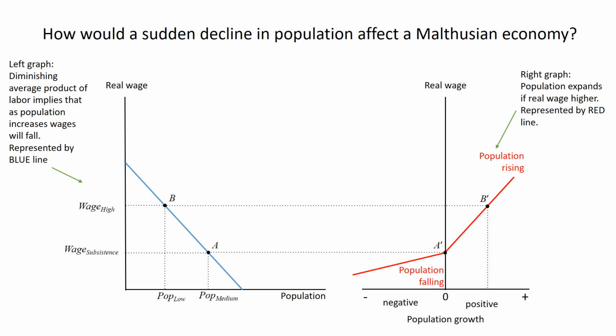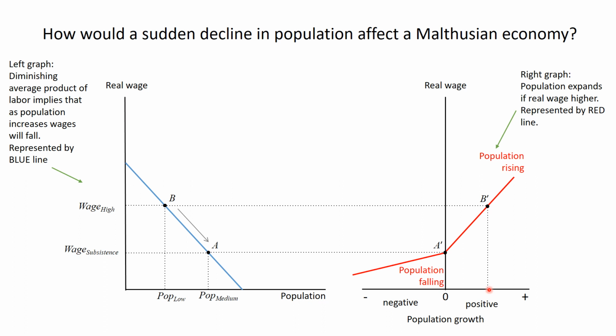Now, is B an equilibrium? Well, let's look at what level of population growth is associated with this high wage level by reading over to the right-hand side diagram to this point B prime. And we see that the high level of wages is consistent with positive population growth. That means that this low level of population is not an equilibrium. We are going to see changes happening, and the changes that are going to happen are going to push population up toward the initial level.